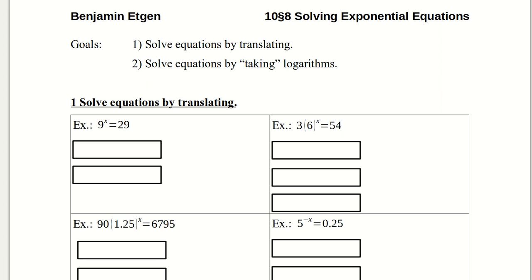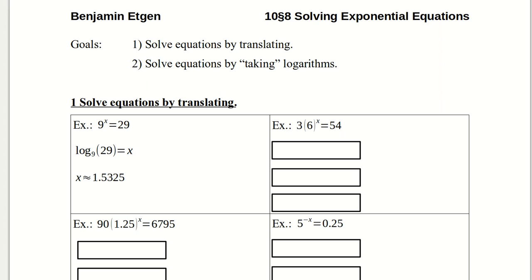So let's start by solving equations by translating. This first equation has a base of 9 and an exponent of x. So we're going to translate that into log base 9 of 29 is x. And you can remind yourself that the base is 9 and the log is the exponent. So we see the log base 9 of 29 is x. And then to solve this, we get out our calculators, we use change of base, and rounded I get 1.5325.